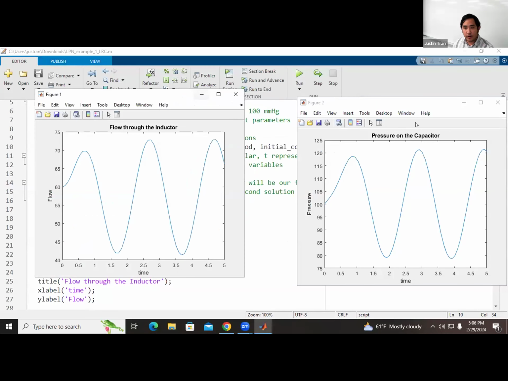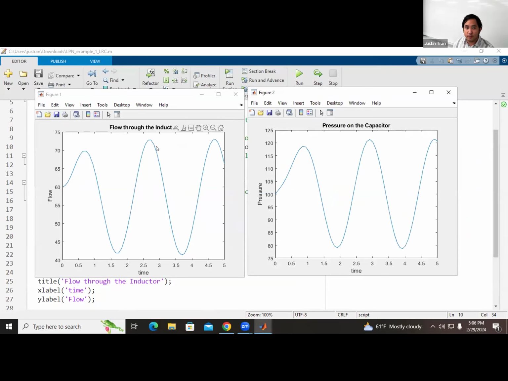All right, and so here are our results. You can see here that our results look like a sine wave because our input was a sine wave as well. The flow on the inductor starts at 60, and as the flow changes, it goes up and down just like that. Same thing for the pressure on the capacitor. The pressure on the capacitor starts at 100, and then it oscillates up and down according to the inlet condition.